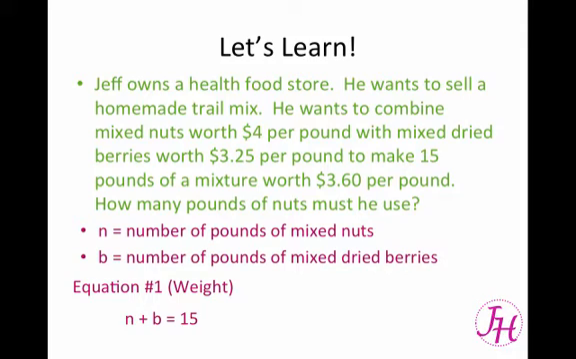Equation number 2 can represent the cost. So we multiply $4 times the number of pounds for the mixed nuts plus $3.25 times the number of pounds for mixed dried berries equals $3.60 times the total of 15 pounds. So those are the two equations that we're going to look at. And we're going to solve this problem using three different methods.